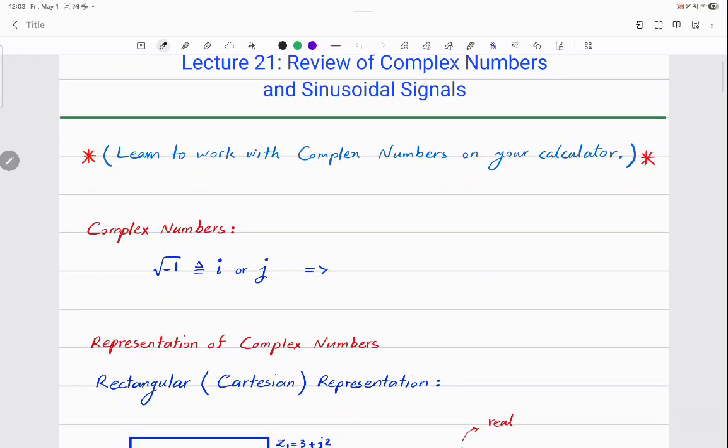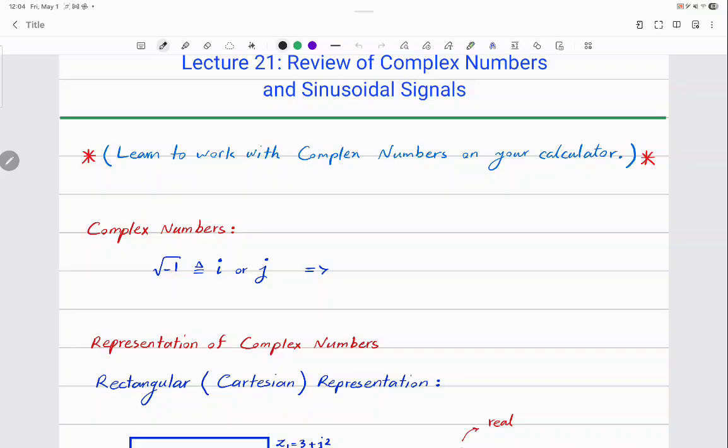Now, complex numbers are based on the definition of a square root of -1. I mean, usually in real numbers, we don't have that defined. A square root of any negative number is undefined. But in complex analysis, we define that as i or j. i is basically or mostly for mathematics and physics, and j is usually used in electrical engineering.